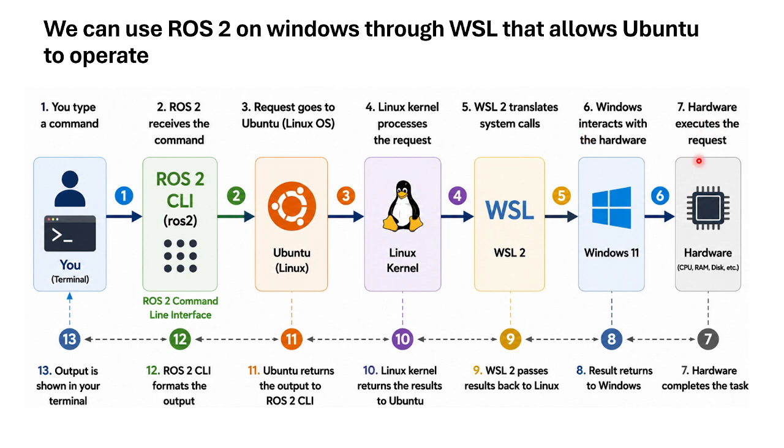That hardware eventually executes the request, and after the request is executed, the result from the execution goes again back to the Windows, and then to the WSL, and back to the Linux kernel, and to the Ubuntu operating system where we have the ROS2, and then there we can see the output. So this is the execution process when we use ROS2 and write a command that goes through all this process to give us some output.